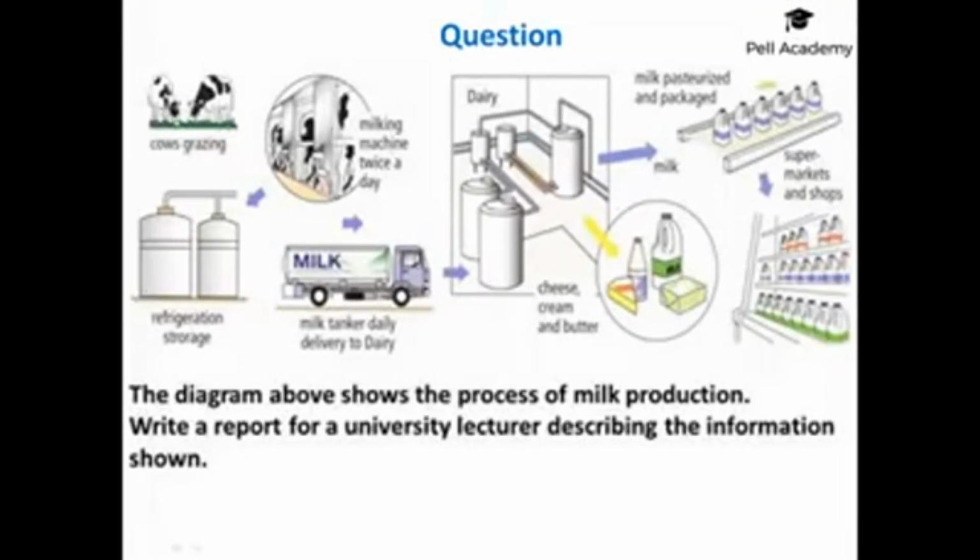So the first one here then is cows grazing. Second one, milking machine twice a day. Next is refrigeration storage, followed by milk tanker daily delivery to dairy. Then the dairy, and we have two arrows coming out of the dairy. One just stops at cheese, cream, and butter, and the next one is milk pasteurized and packaged. And then the last one is supermarkets and shops.